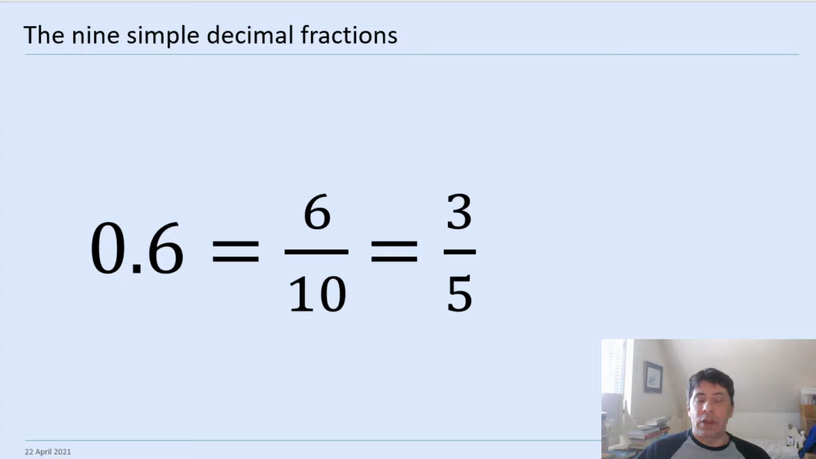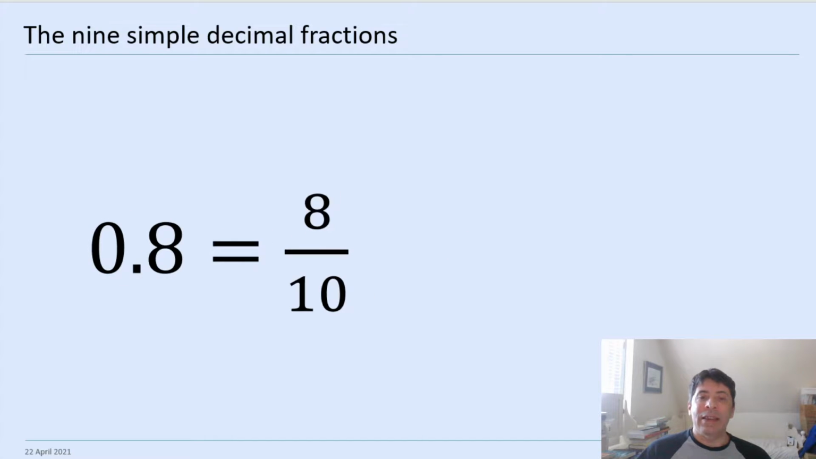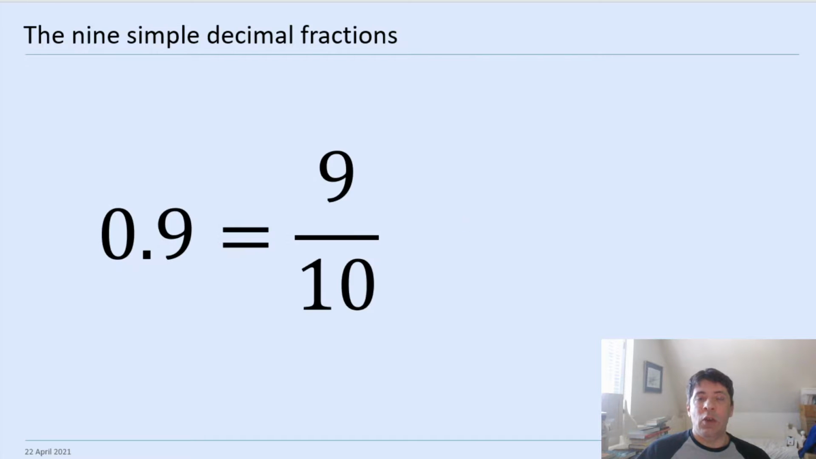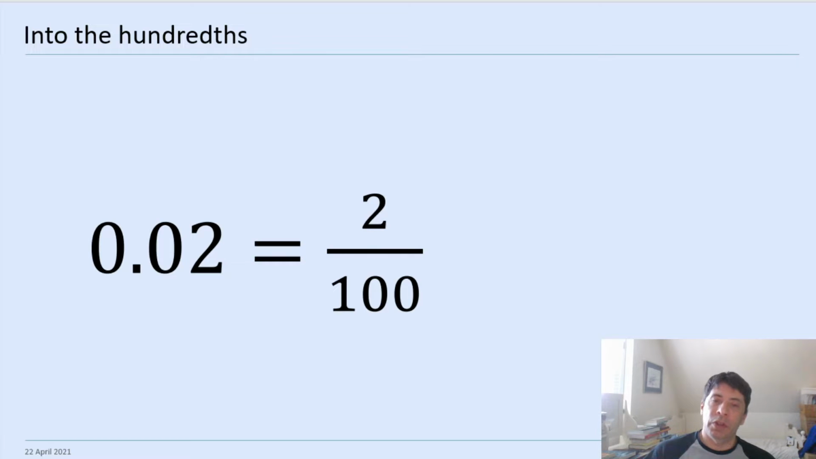0.6 is 6 tenths, or 3 fifths. 0.7 is 7 tenths. 0.8 is 8 tenths, or 4 fifths. And 0.9 is 9 tenths. So those are the first 9, the simple ones. Then we can think about the hundredths. So 0.01 is a hundredth. 0.02 is 2 hundredths. Divide top and bottom by 2 and we get 1/50.